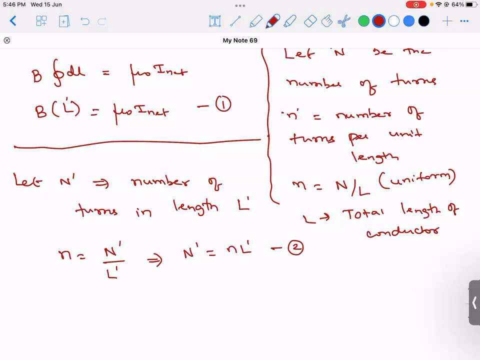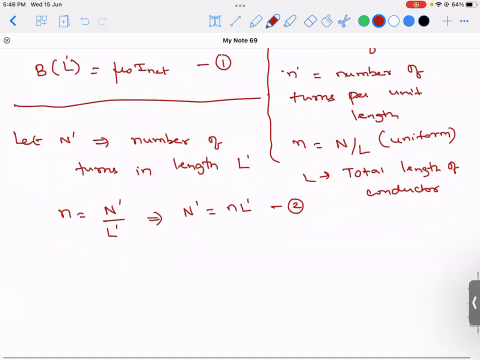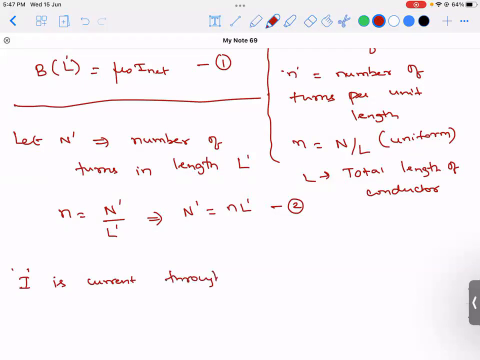Correct? Now see, if I is the current through one loop, then N dash times I will be the current through N dash loops.